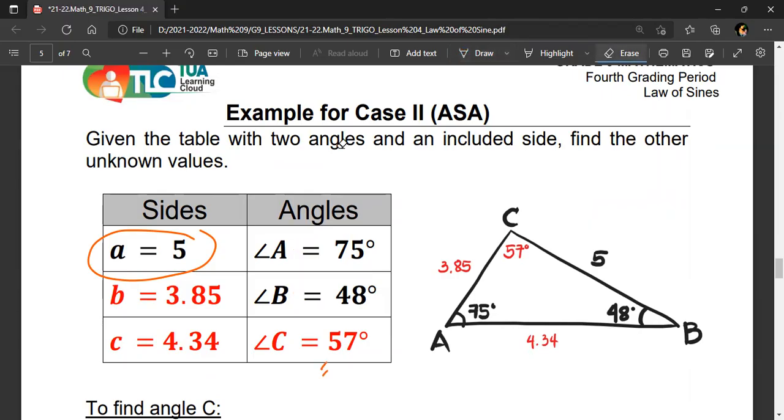So since, as per the concept, the interior angles of a triangle sum up to 180, it is also applied in this manner.